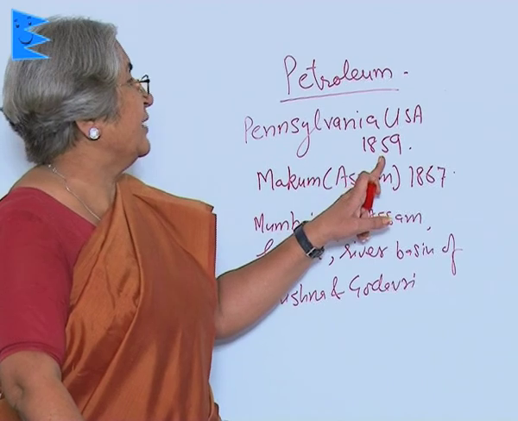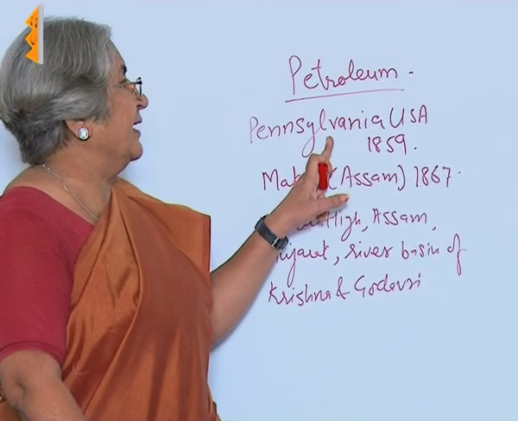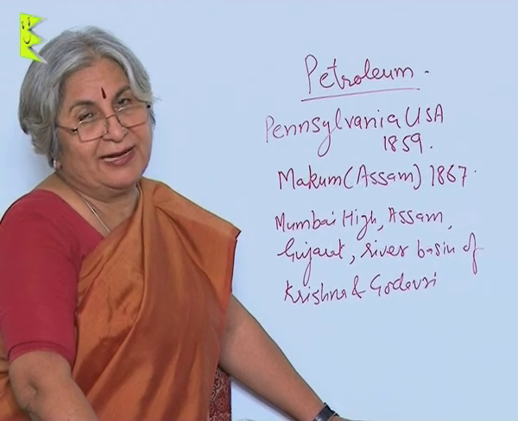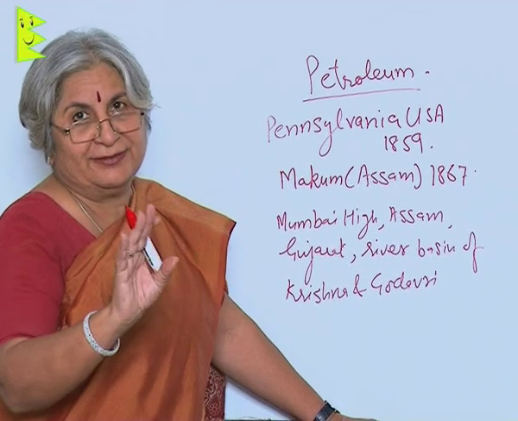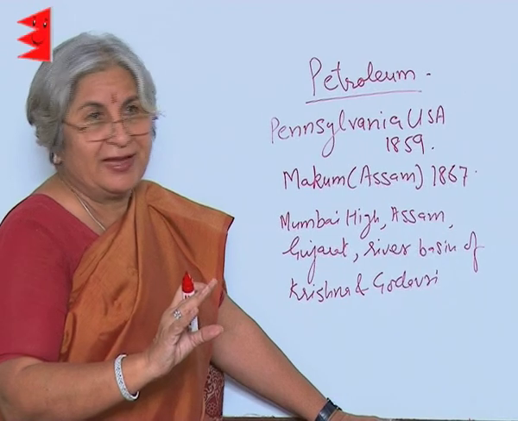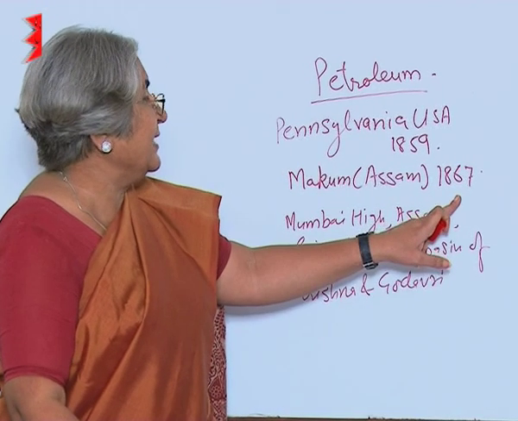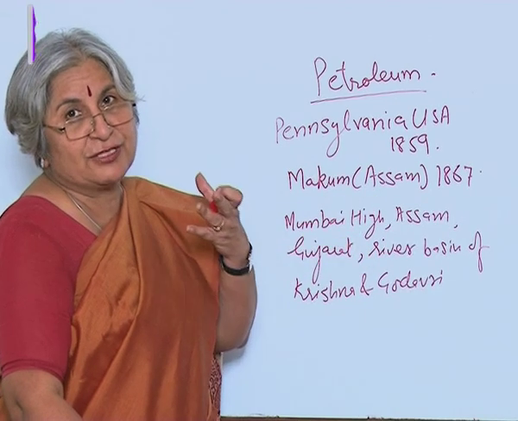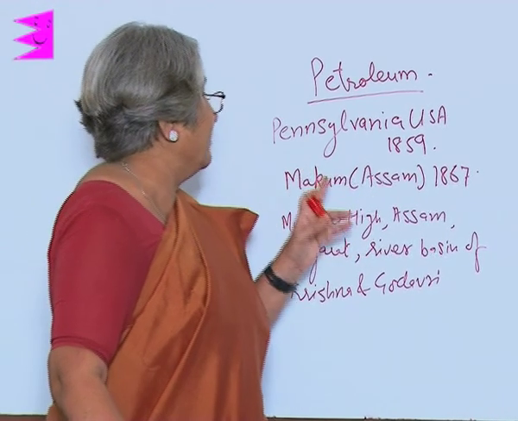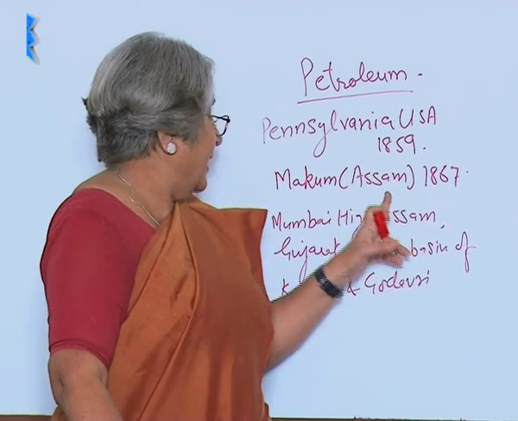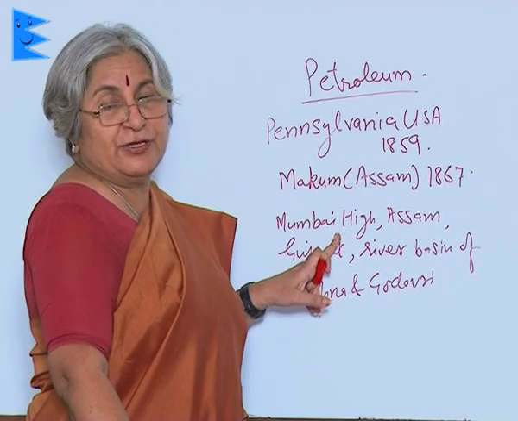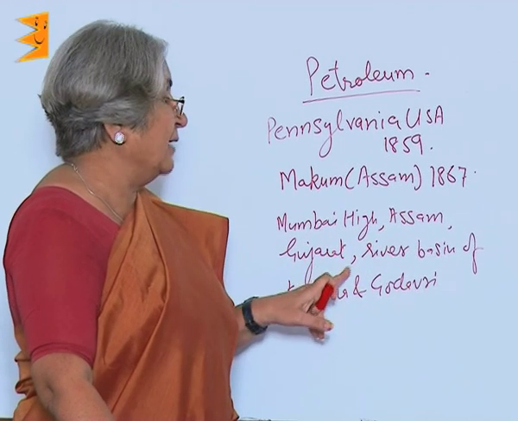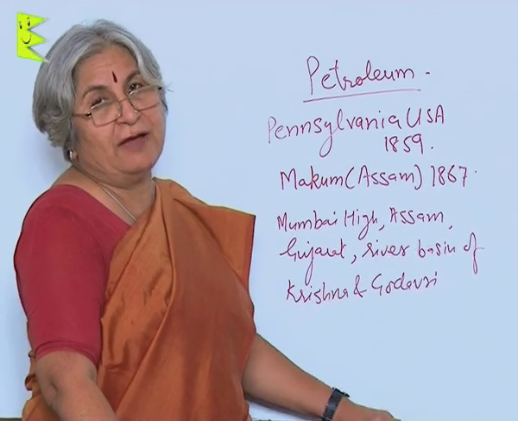In 1859, in Pennsylvania, in USA, first oil well was struck, and that changed the face of the world. It created history. And 8 years later, in 1867, India had its first oil well, and it was in Makam in Assam. And today we have petroleum resources in Mumbai High, Assam, Gujarat, river basin of Godavari and Krishna.